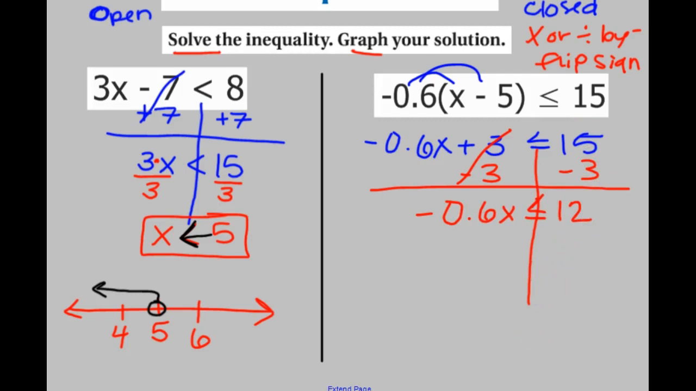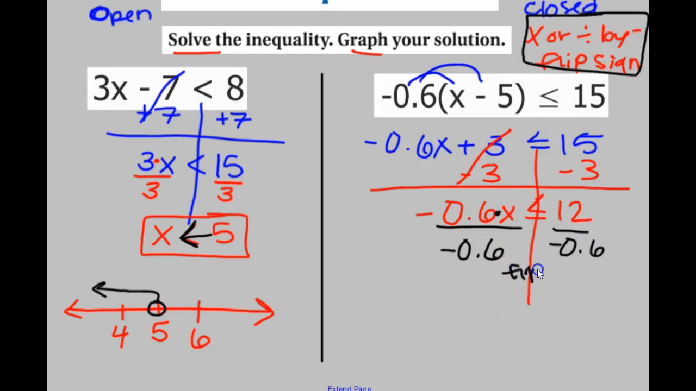And now this is where you have to be careful. This is multiply, the opposite is divide. Well, if we're dividing by a negative number, reminder up here, if you multiply or divide by a negative, your sign has to flip. So we're going to flip it the other direction. Those eliminate. And 12 divided by a negative 0.6 should give me a negative 20.